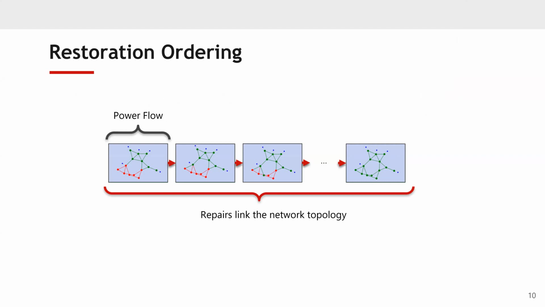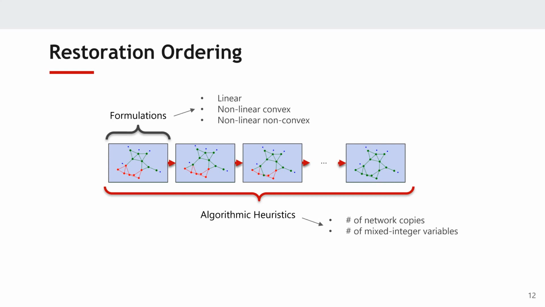And that power flow itself is then going to be very determinant in how difficult the problem is to solve. And then the other factor is the number of copies, that is, the number of repairs that we're considering in the network. So these are the two factors, the power flow and the number of repairs being considered. So in a sense, there are two ways we can address the difficulty. We can use a simpler formulation of the power flow, and also we can start to address algorithmic heuristics to reduce the number of decisions being considered.